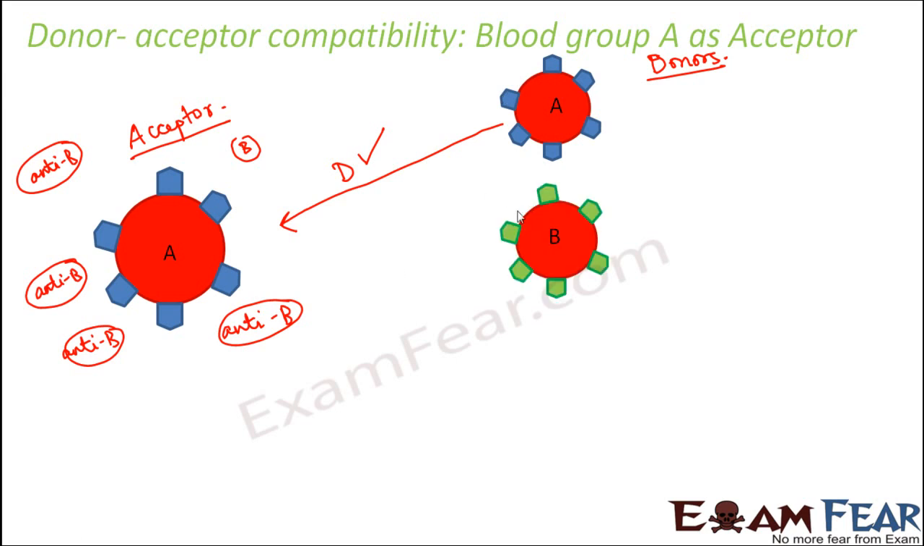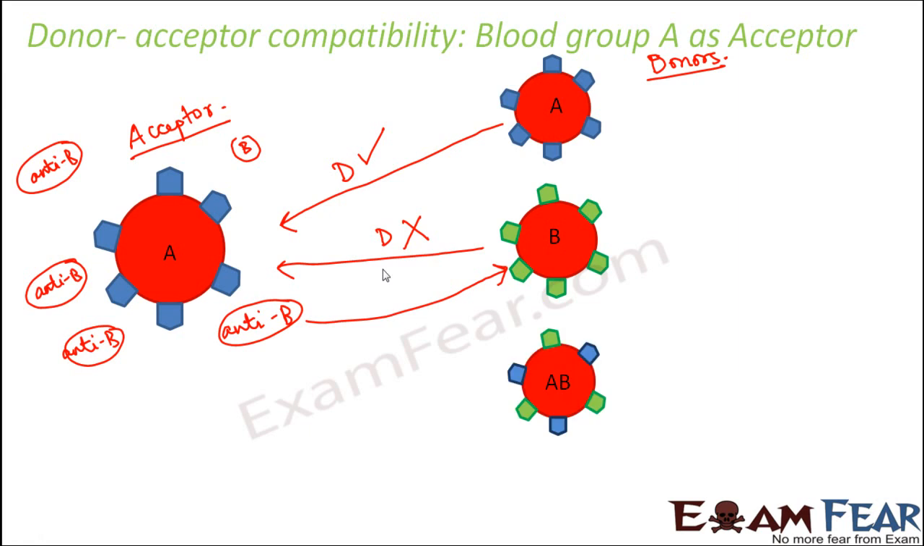The next, let us suppose the donor has blood group B. In that case, what will happen? They have antigens B, that is the green antigens. If these blood cells come inside the body of this person, these antibodies are going to attack these antigens. Therefore, B cannot be a donor. Let us look at what happens if it is AB. If AB tries to enter this territory, these antibodies B will attack the green antigens because AB also has the B antigens. So AB can also not be a donor.